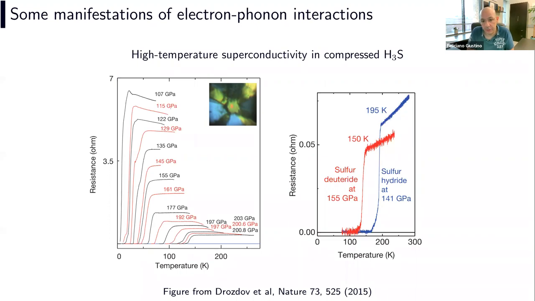So the smoking gun, or let's say the experimental proof that you have phonons involved, is usually the isotopic substitution experiment, which consists of taking this compound and replacing some elements with something lighter or heavier in terms of isotopic content. So this example is essentially going from sulfur hydride to sulfur deuteride. So deuterium is heavier than hydrogen. Therefore, you expect the vibrational frequencies to decrease. And if the BCS theory is correct, what you should observe is a decrease in the critical temperature, as you can see here, okay? So that's another manifestation of electron-phonon interactions.